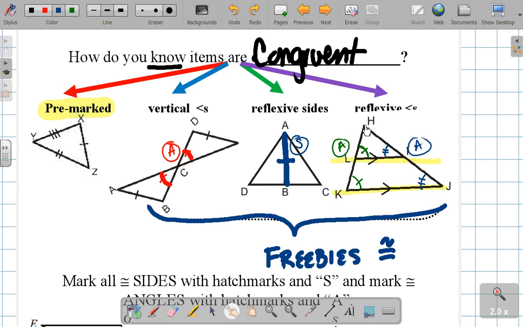Now I'd like you to just trace the triangle HLI, physically trace it. Now trace the triangle HKJ. You see that those two triangles share H. H is called a reflexive angle, just like the shared side is a reflexive side.